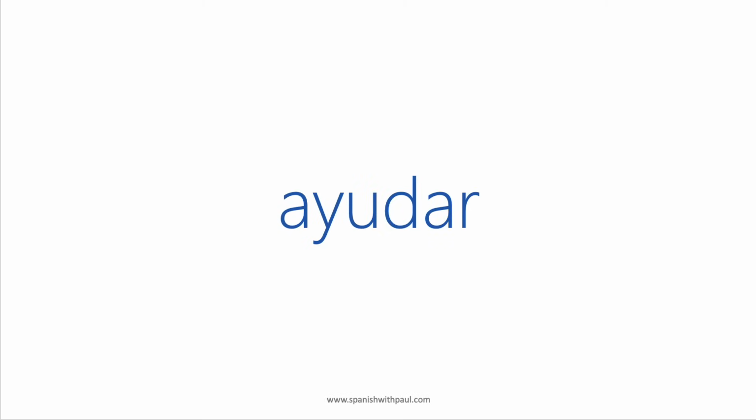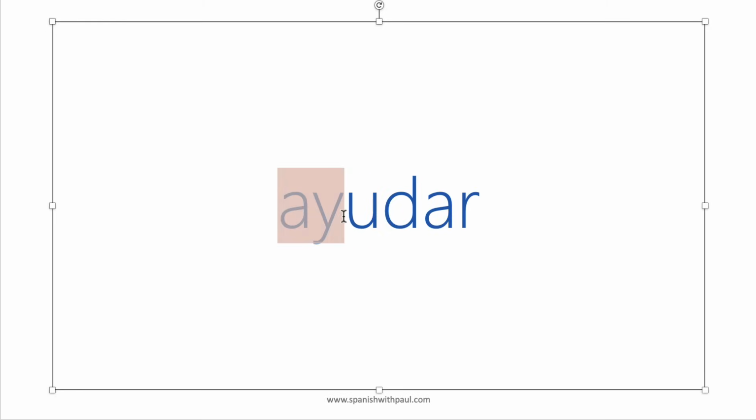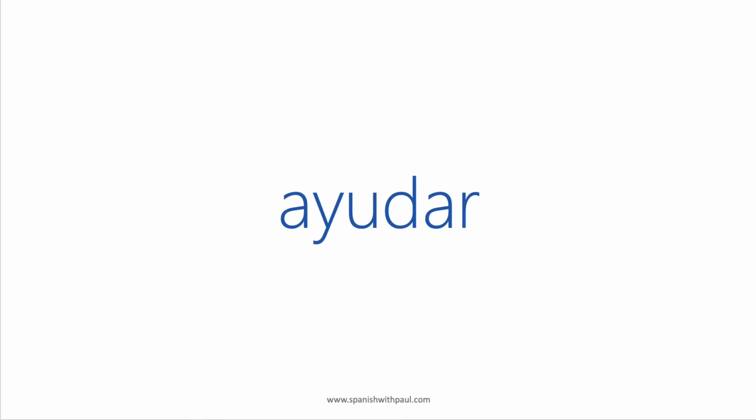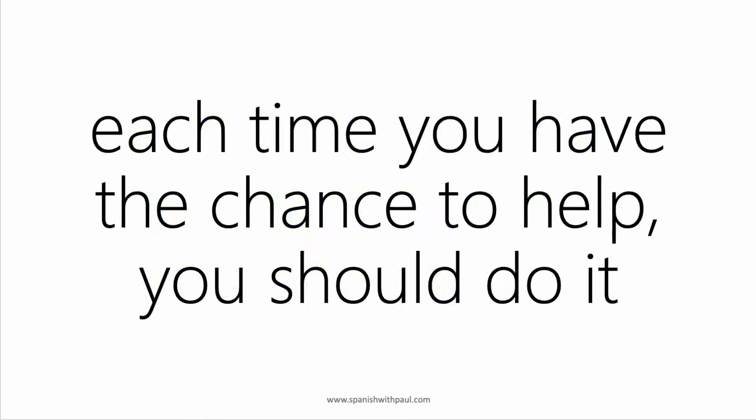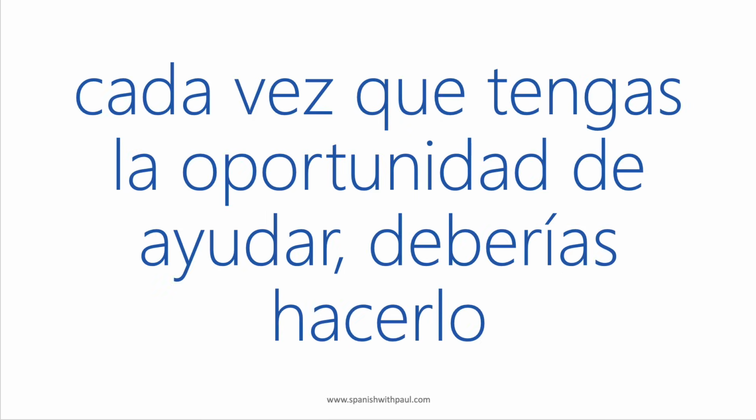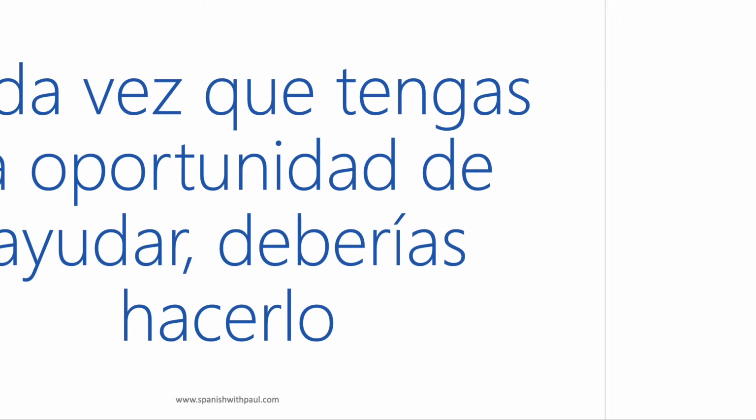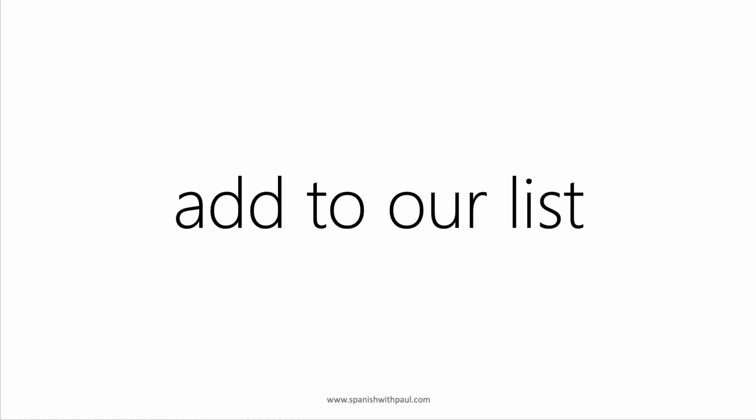The verb to help is ayudar. So the syllables are ai, yu, dar. Ayudar. How would you say each time you have the chance to help, you should do it? Cada vez que tengas la oportunidad de ayudar, deberías hacerlo.